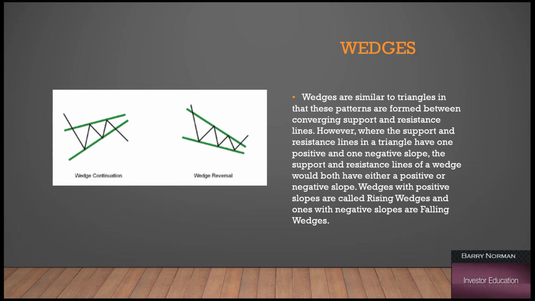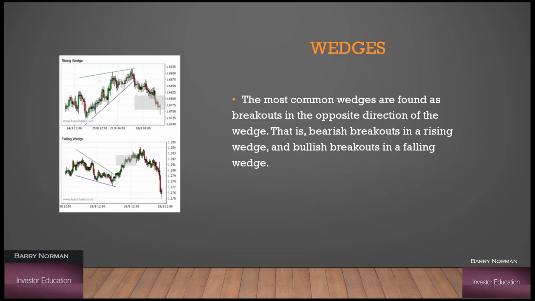But what is it? Is it a wedge reversal or a wedge continuation? We have no idea until price has told us what it's going to do. So the most common wedges are found as breakouts in the opposite direction of the wedge. That is a bearish breakout in a rising wedge and a bullish breakout in a falling wedge.